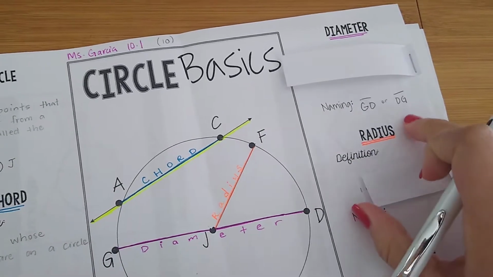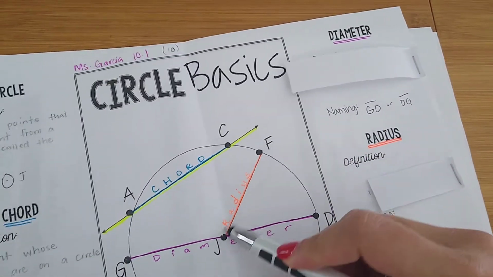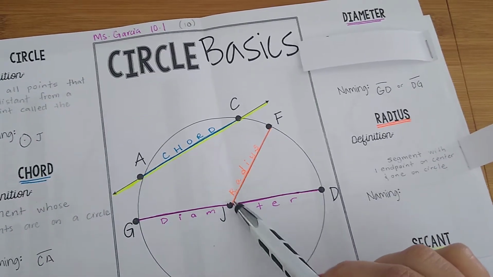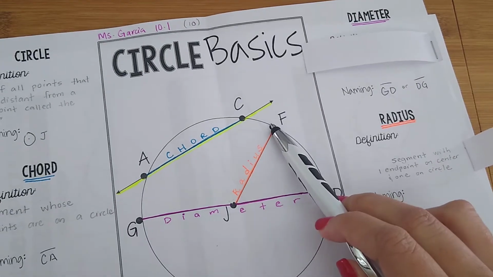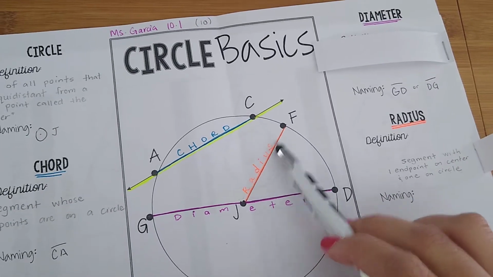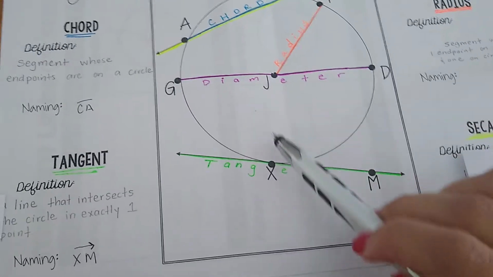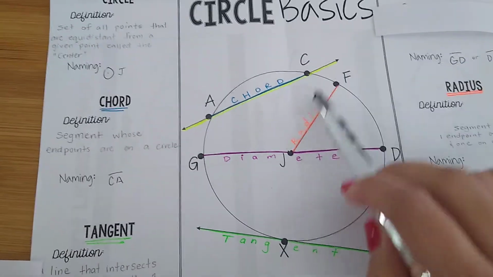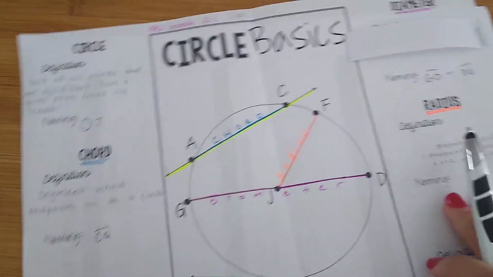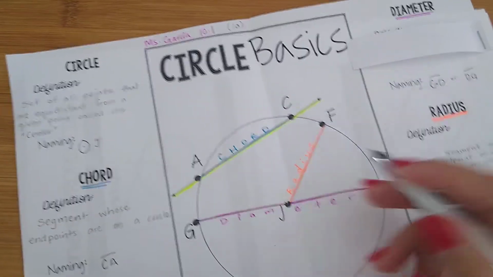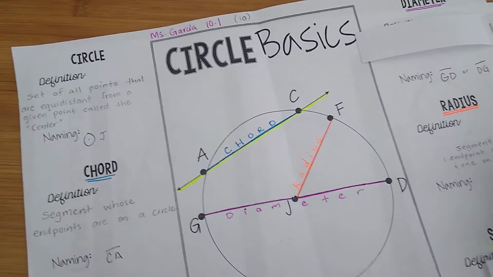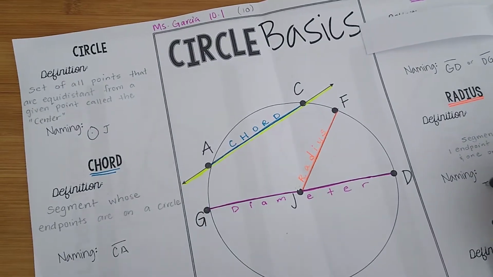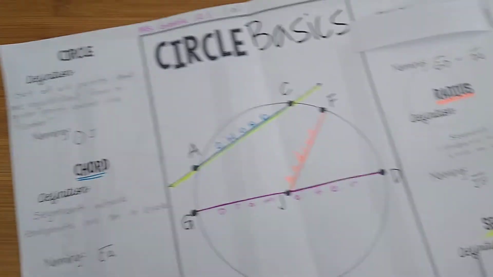Okay, so now we move on to the radius. So the radius is at this part right here, the orange. What I had is the segment with one endpoint on the center, J, and one on the circle, F. Now again, it doesn't have to be exactly this one. It could have been from J to X, or J to G, J to D, J to A, J to C. Those are all also acceptable radii. But in this case, this is the example that we have. So naming would be JF. Just like this.